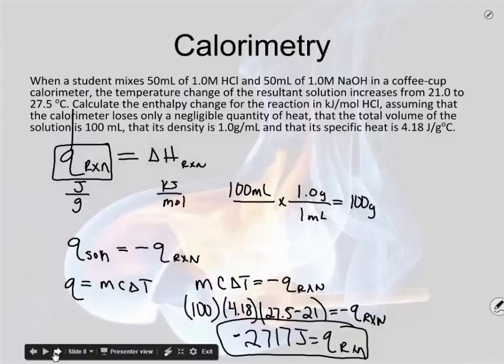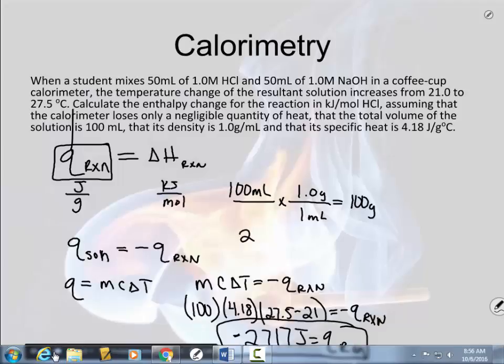Okay, so that gives us Q for our reaction. At a constant pressure, our delta H and our Q are going to be very similar. So we just have to convert our units from joules per gram to kilojoules per mole. We're going to take the number we got, 2,717 joules per some mass of our reaction.